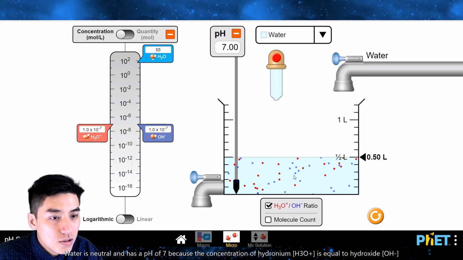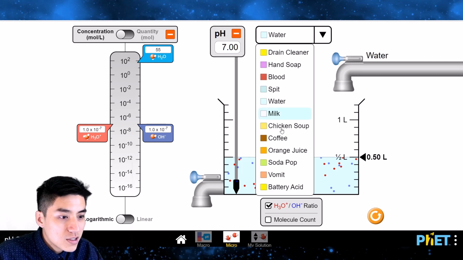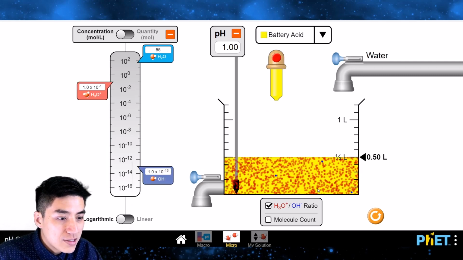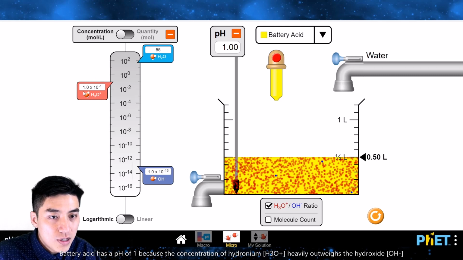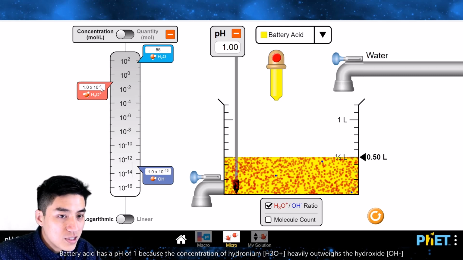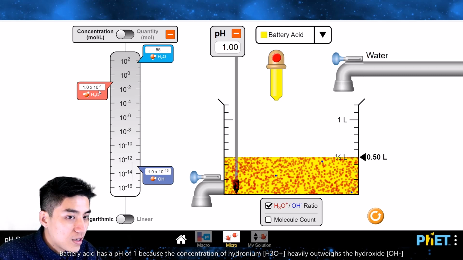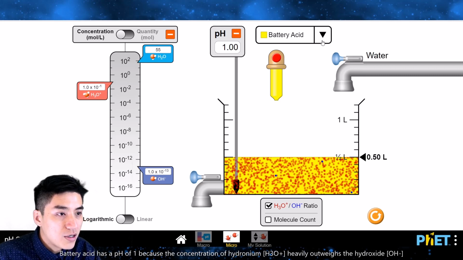which makes water neutral. Now, if I change this to something like battery acid, it's a lot more hydronium, so now the concentration is 1 times 10 to the negative 1 versus 1 times 10 to the negative 13 for hydroxide. And when you look inside the solution, it's a lot of the red stuff versus barely any of the blue stuff. So that's why this is really acidic. It's got a pH of 1 because it's got a lot of the hydronium ions.